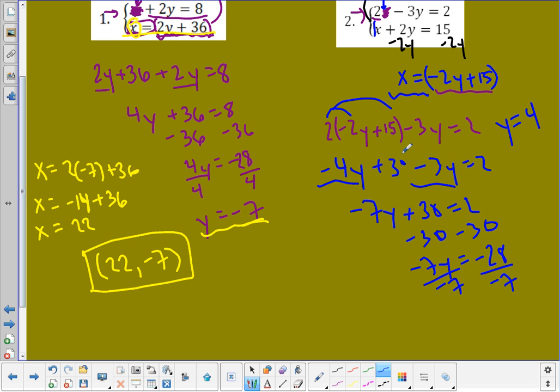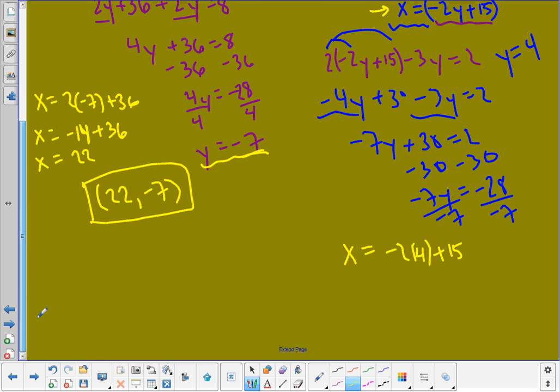So I'm going to plug it back into this equation right here because that's where I have x alone. So I have x is equal to negative 2 times 4 plus 15. By the way, it wouldn't matter what original equation you plugged it into, as long as you plug it in for y and get your x variable, you should get the same value each time. So negative 8 plus 15, and that gives me x equals 7. So my solution is 7, comma 4.